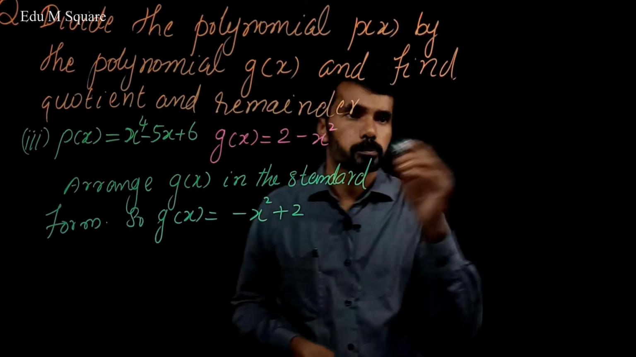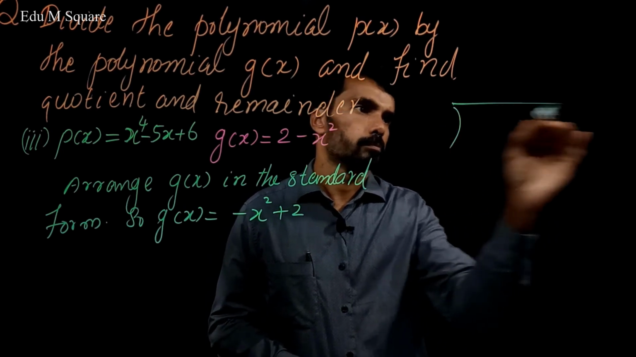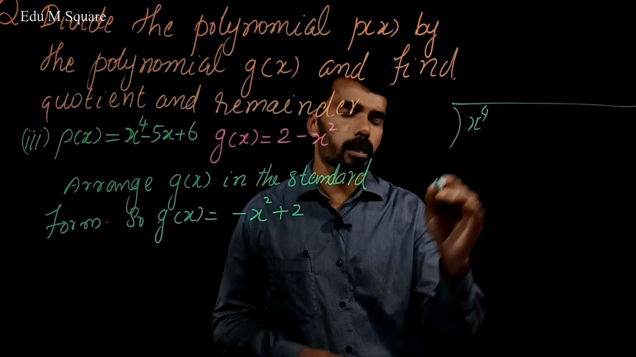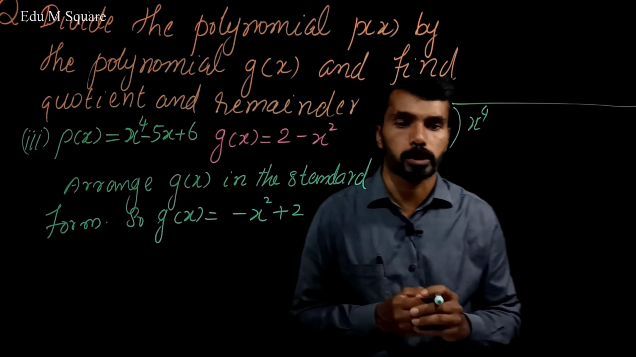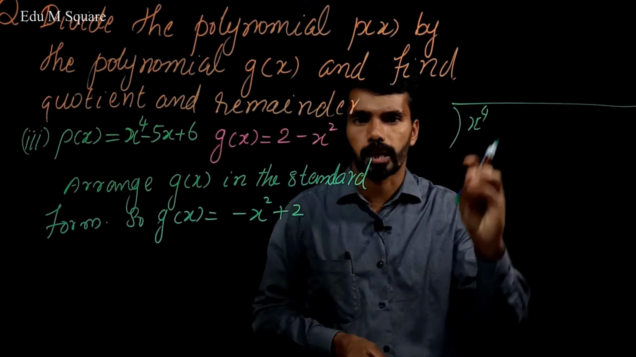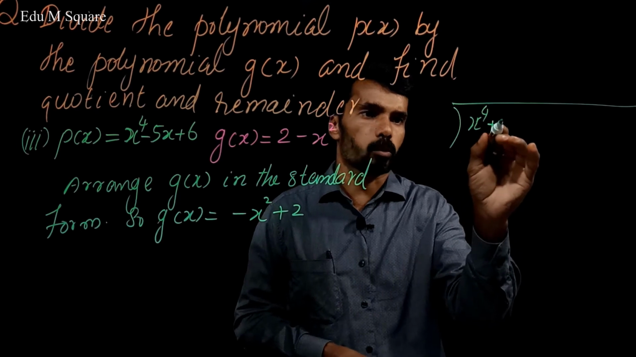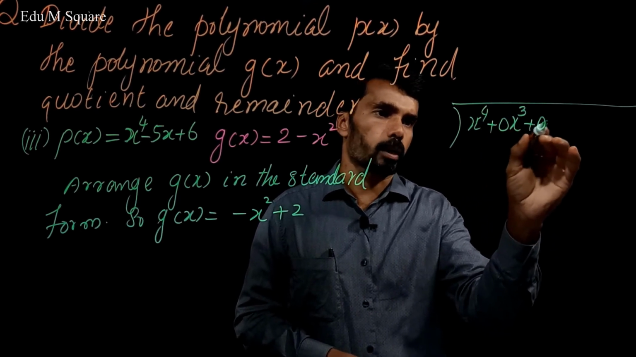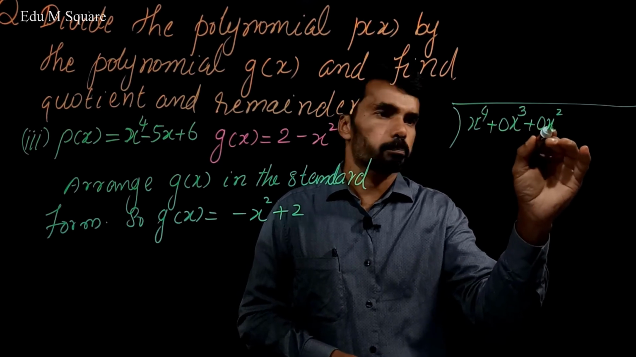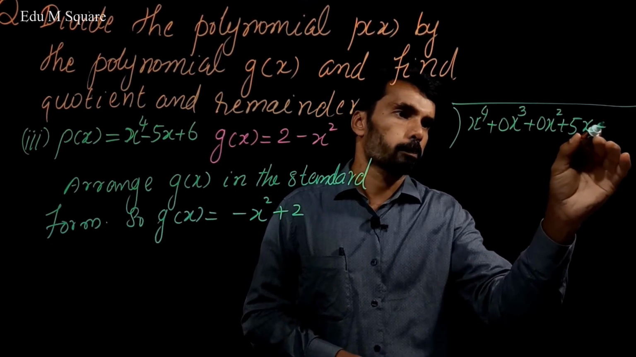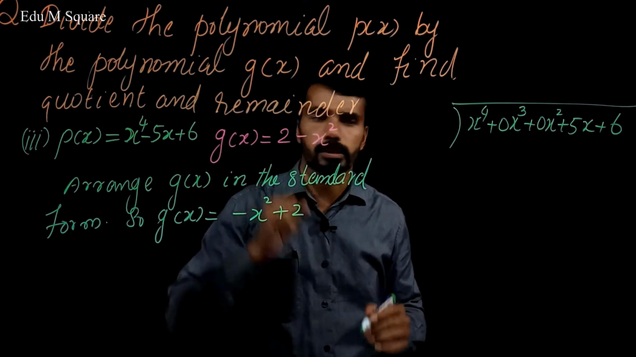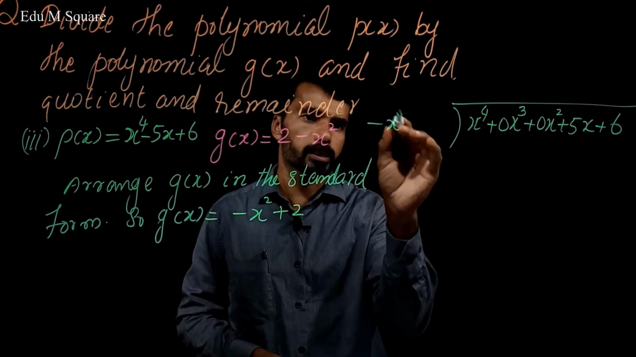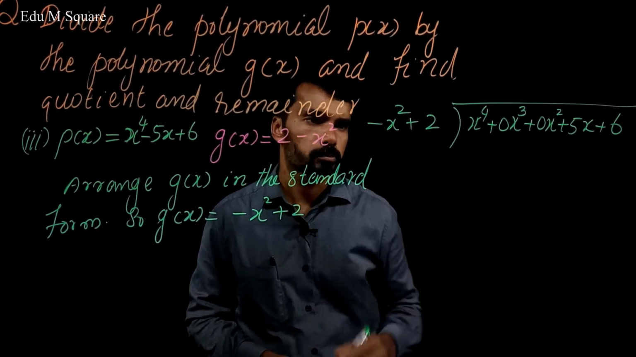Okay. So p of x is x raised to 4. Here there is no x cube term and x square term, so we simply write 0x cube, that only for our convenience. 0x cube plus 0x square, then plus 5x plus 6. Now what is the divisor? It is minus x square plus 2.